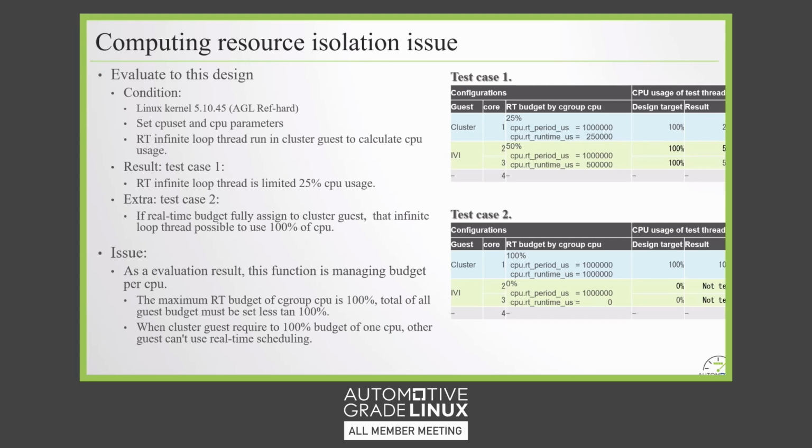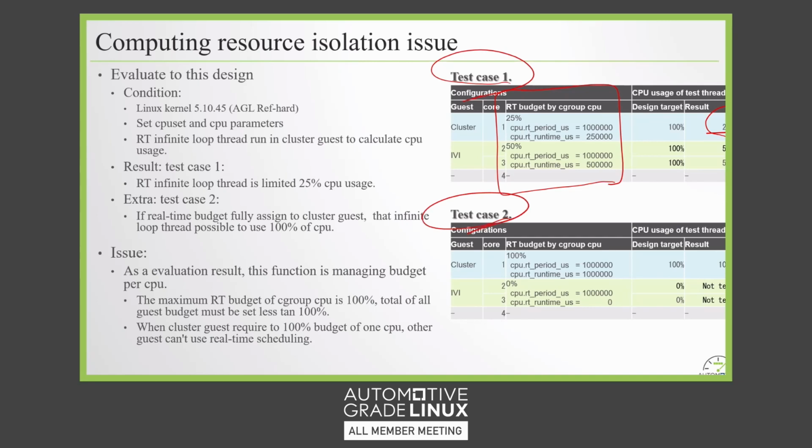So this table shows test case 1, the setup parameters and the result. These parameters are the same as the previously defined parameters. As a result, my goal was 100% usage in the cluster-side inflate loop, but the result is limited to 25% of the CPU usage. Why does this result occur? I tried the next test case. That is test case 2.